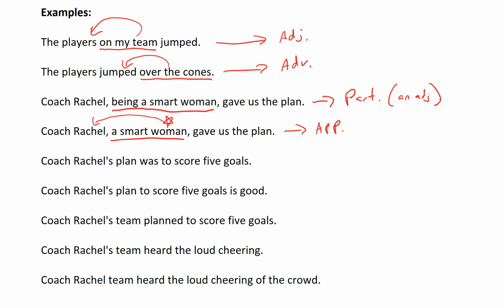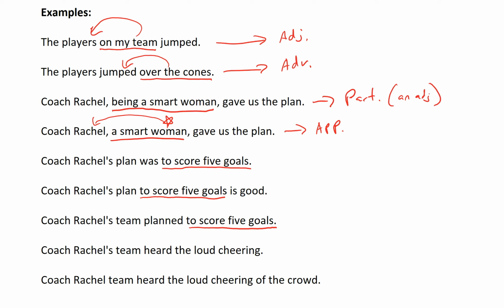Next, we have three sentences that also sound very similar. Coach Rachel's plan was to score 5 goals. Coach Rachel's plan to score 5 goals is good. Coach Rachel's team planned to score 5 goals. And here we go. The infinitive. To score 5 goals. So you might be wondering, why do we do this 3 times? An infinitive phrase can act like a noun, an adjective, or an adverb. And here we have 3 sentences, so which one's which?